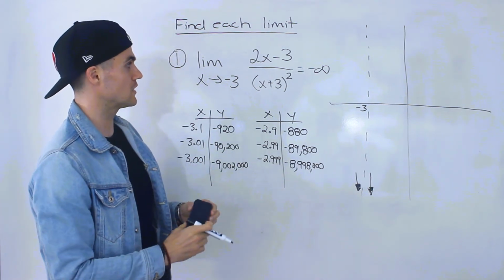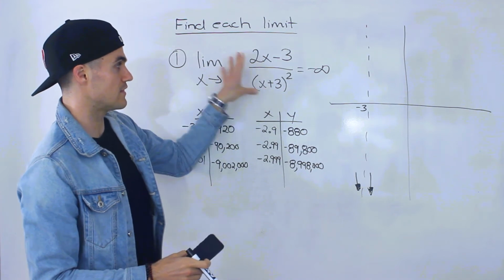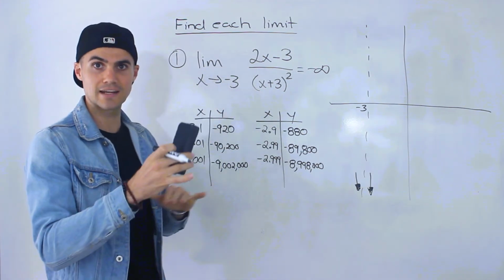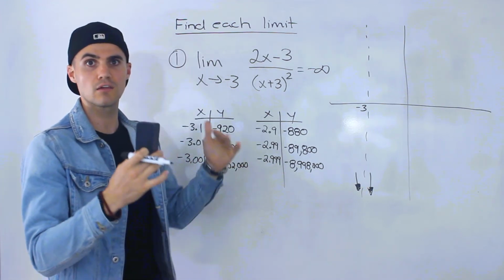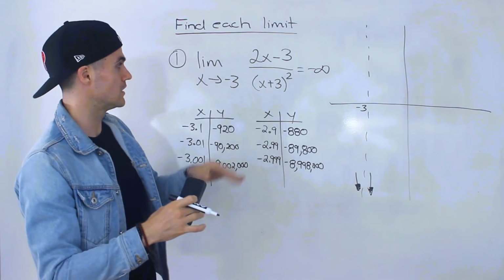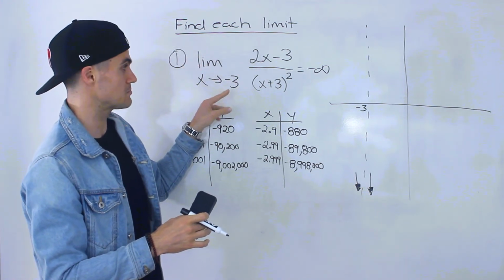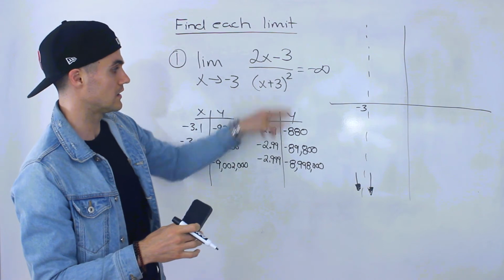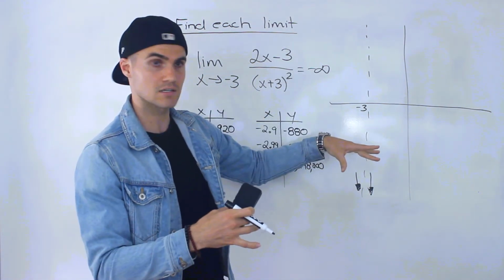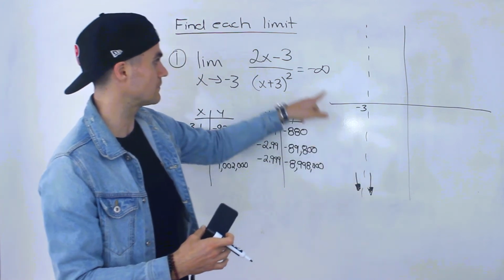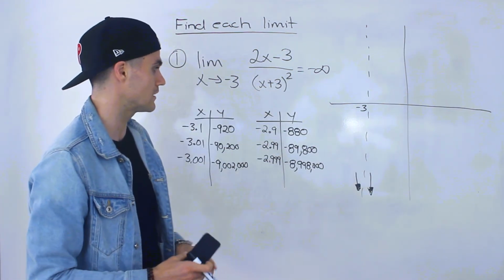Remember in the previous video when it was just (2x - 3) over (x + 3), this limit didn't exist. The one-sided limits existed, but one went towards positive infinity, the other went towards negative infinity. So that overall limit didn't exist, but with this squared here, it makes the y values from both sides go towards negative infinity. And so that general limit here is going to be negative infinity.